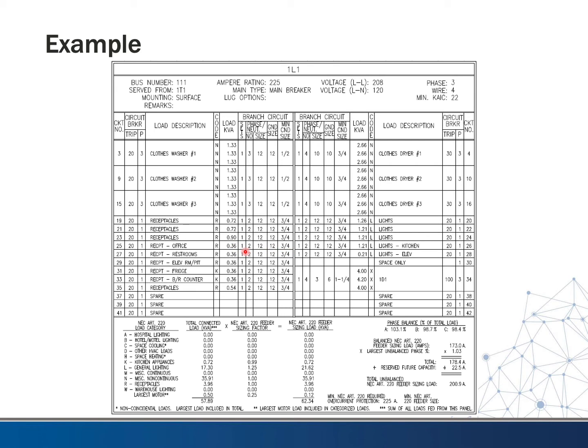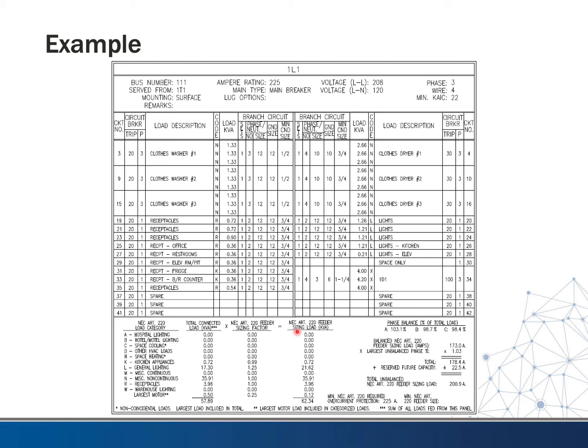So we're not running any parallel, so it's just one set. You'll have 2 phase conductors that are number 12. You'll have a ground that's number 12, and then the conduit is 3/4 inch. So you can take a look at that, and then you see over here we add the total up.